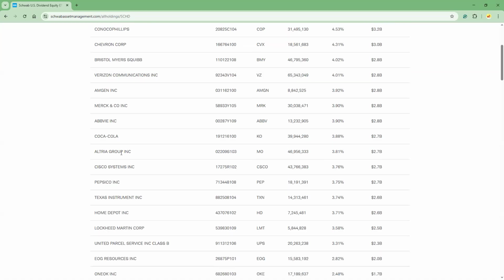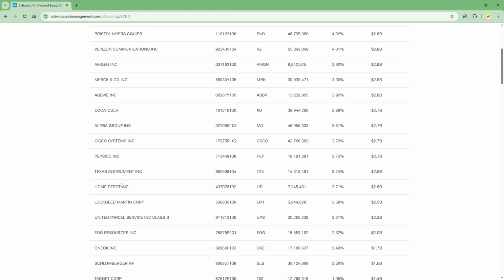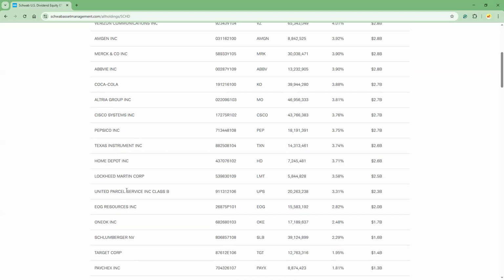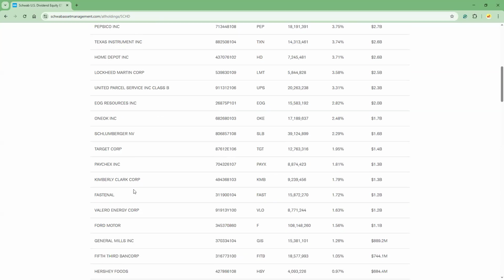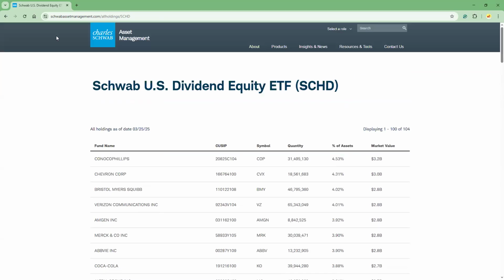Altria, this is a large dividend play. Altria, obviously, a cigarette company. They make e-cigarettes, cigarettes. Large dividend play, PepsiCo, Cisco, Home Depot, Lockheed Martin, defensive plays, UPS, Schlumberger. Target's a great buy at the current price there, I feel. And then some other stuff down there as well.